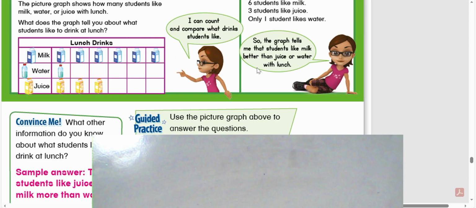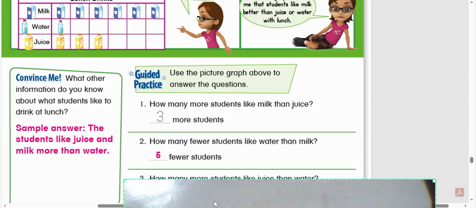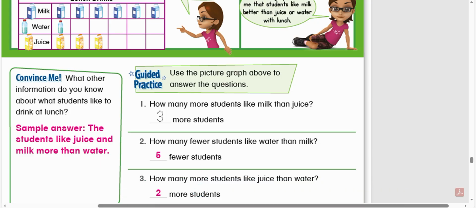Okay, about this question. Look at here, milk and juice. Milk was 1, 2, 3, 4, 5, 6, and juice was 3. 6 minus 3 equals 3. How many fewer students like water than milk? Subtract between them. The difference between 6 minus 1 is 5. How many more students like juice than water? Juice is 3. 3 minus 1 equals 2. What other information do you know about students who drink juice at lunch? The students like juice and milk more than water.